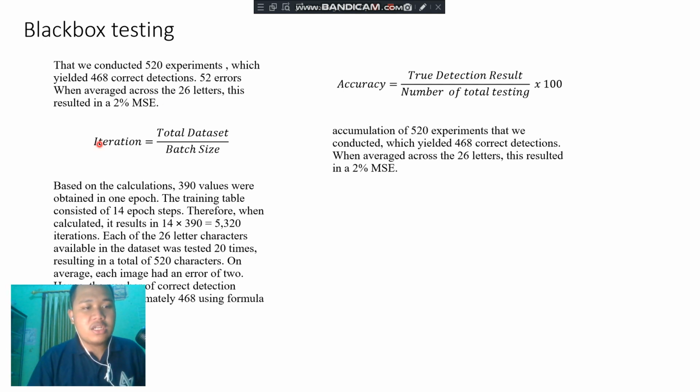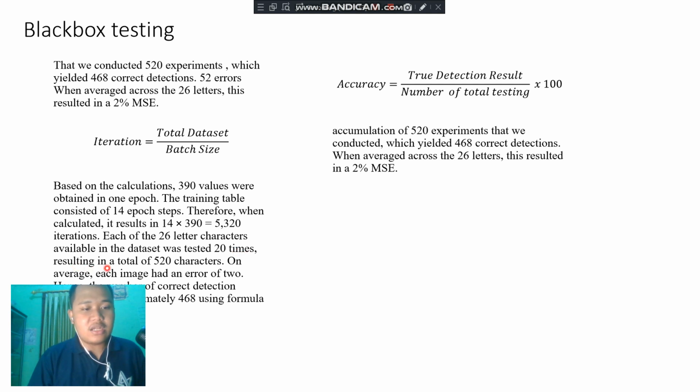How are we counting it? By iteration, as total dataset per batch size. Based on the calculation, 316 values were obtained in one epoch. The training table consists of 14 epoch steps. Therefore, when calculating, this results in 14 multiplied by 360, and we get 5,320 iterations. Each of the 26 characters available in the dataset was tested 20 times.